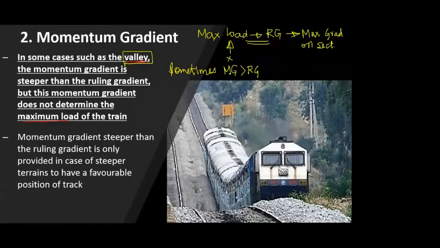And if any other gradient, suppose in this case the momentum gradient, is greater than your ruling gradient, that is because you have a constraint of topography or terrain, that you have a valley region. You cannot destroy the whole valley and just make it flat. So in that case, we allow our gradient to be greater than the ruling gradient, but that greater momentum gradient is not used for determining the maximum load of your engine. Okay, so this is a very important thing to remember. So this is the momentum gradient.